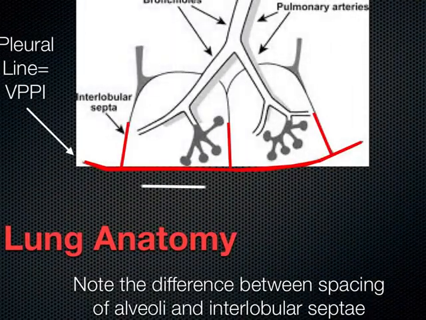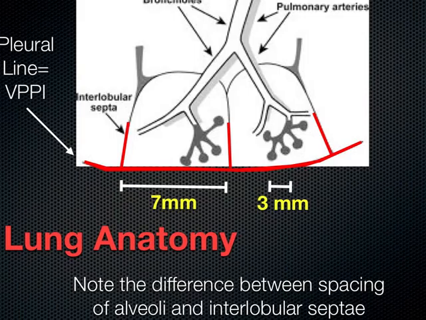It's important to go back over basic lung anatomy so we can understand the origination of some of these artifacts. You'll note that the interlobular septae that come up to the pleural line are situated approximately 7 millimeters apart in most people, while the alveolar sacs are approximately 3 millimeters apart. You should note that difference for being able to understand the different types of B lines. Fluid that collects in these areas will create vertically oriented artifacts that are spaced similarly.